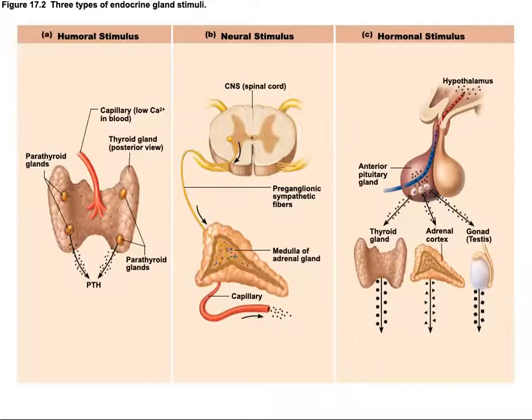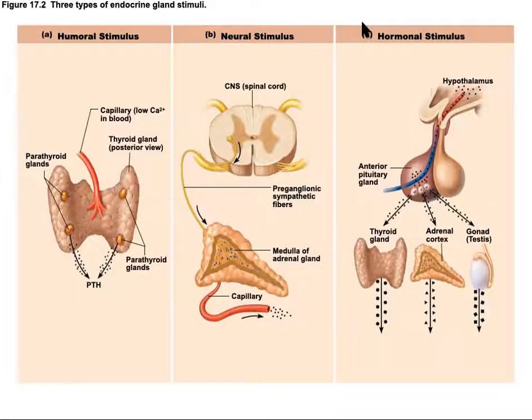Now, the second type of hormone release stimulus is the neural stimulus. This is where hormone release is caused by a neural input. The example we have here shows that in the adrenal medulla, action potentials in preganglionic sympathetic fibers trigger the release of epinephrine and norepinephrine. Epinephrine and norepinephrine are functionally both neurotransmitters as well as hormones. They're released into blood, and then they can travel to different places in the body.